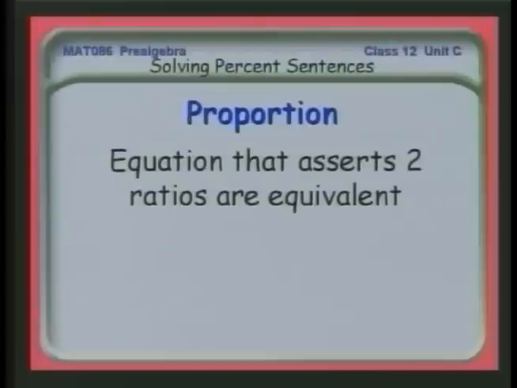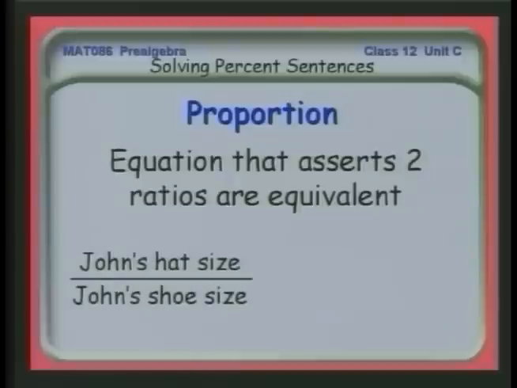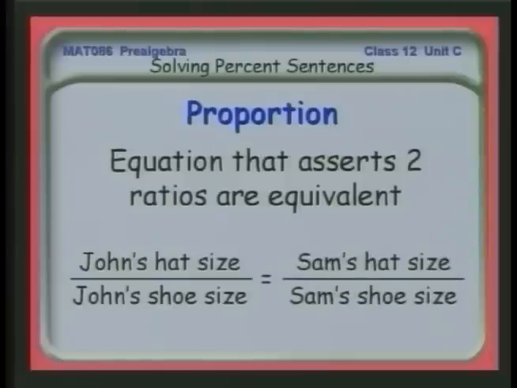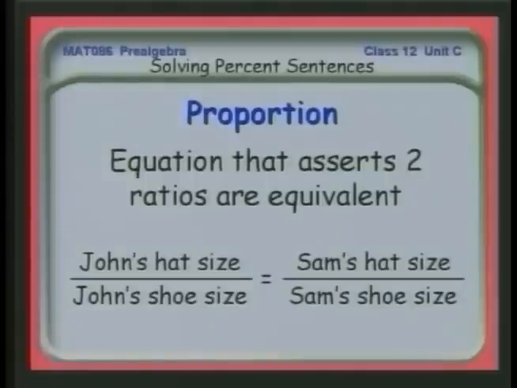Let's also review what we mean by a proportion. That's an equation that asserts that two ratios are equivalent. For example, John's hat size is to John's shoe size as Sam's hat size is to Sam's shoe size. This asserts that when I make that fraction, the fraction is going to be the same for John and Sam. And we're saying that there's a relationship between hat size and shoe size that scales between people in this particular case. But a proportion is two ratios that you set equal to each other.